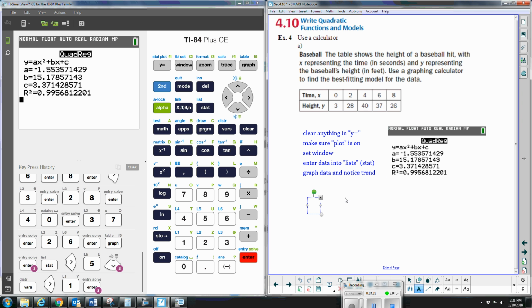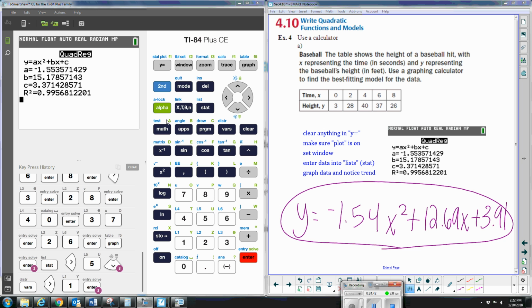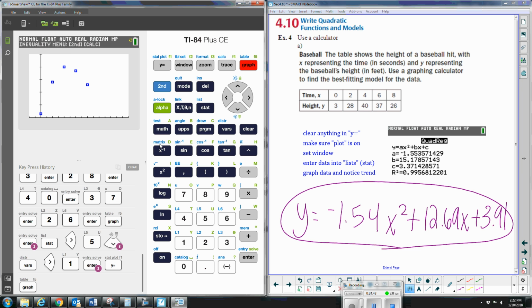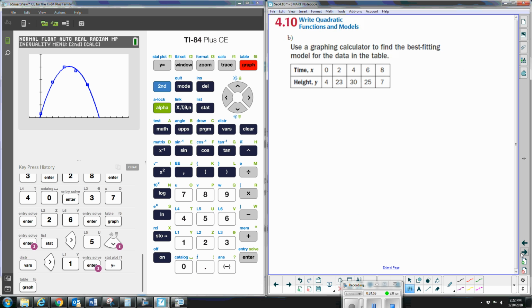So now to write a function for that, I'm just going to substitute those values into my quadratic equation. So now if I go back to my calculator and I actually graph that, it goes pretty closely through all those points. Not perfectly through all of them, but pretty closely through all of those points. So that's my best fit model.